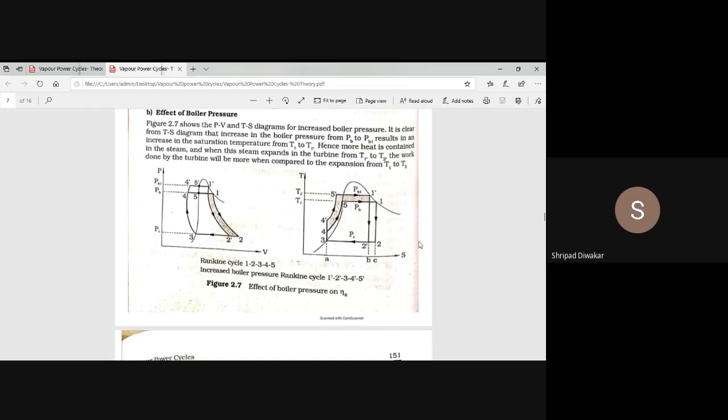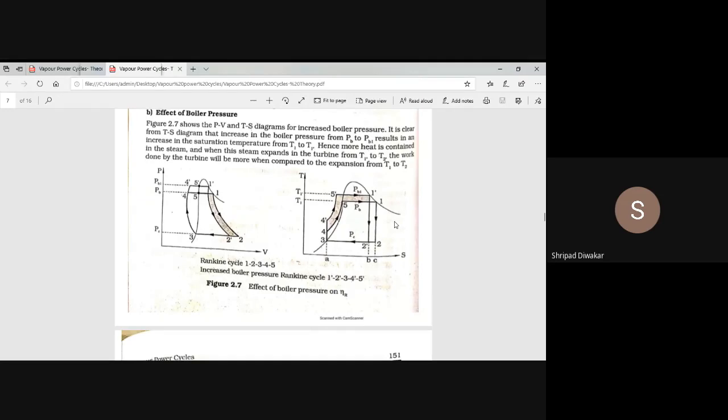You see the area under curve phi 1 is less than the area under curve phi dash 1 dash. So a little bit of increase takes place, so that we are going to supply more amount of heat, isothermally. So by adding more heat, we'll get more efficiency. With the help of the TS diagram also we can explain.